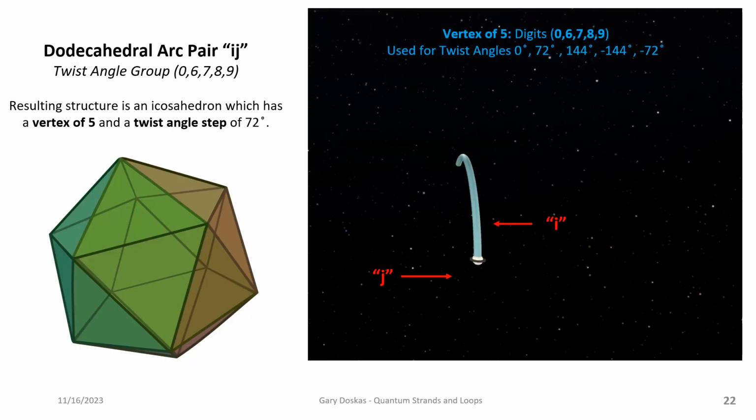This is the dodecahedral arc pair IJ. The twist angle group uses digits 0, 6, 7, 8, and 9. The resulting structure is an icosahedron, which has a vertex of 5 and a twist angle step of 72 degrees.